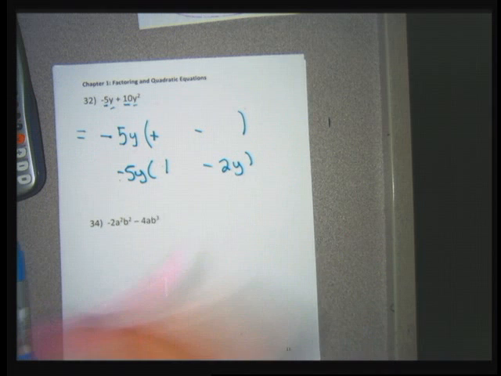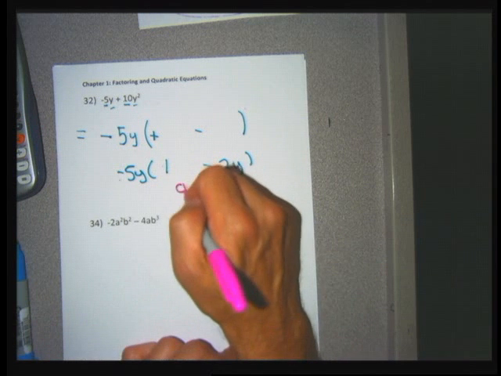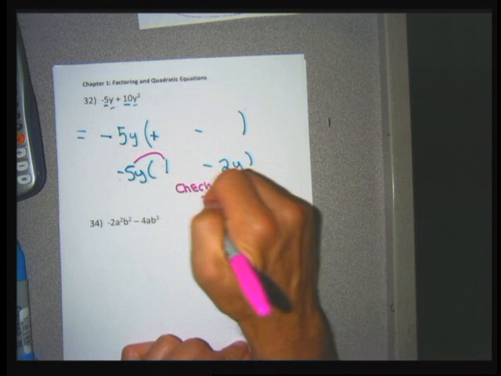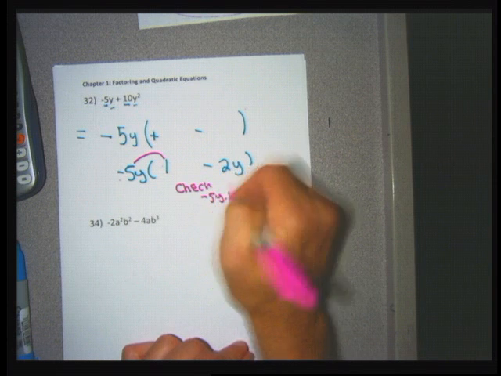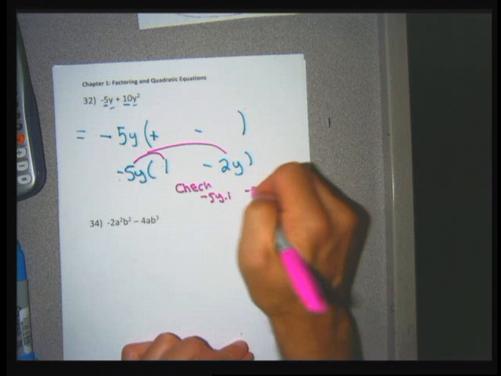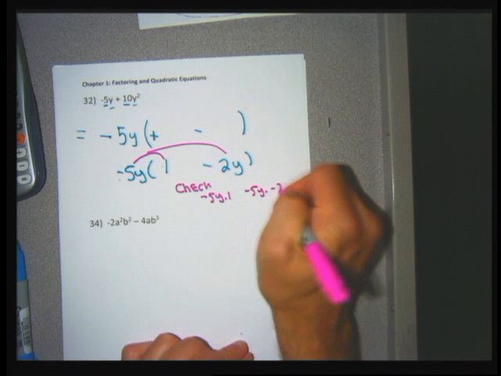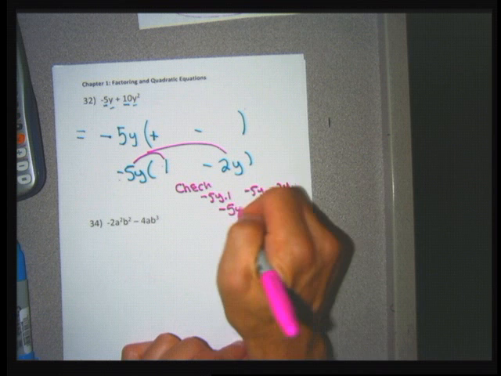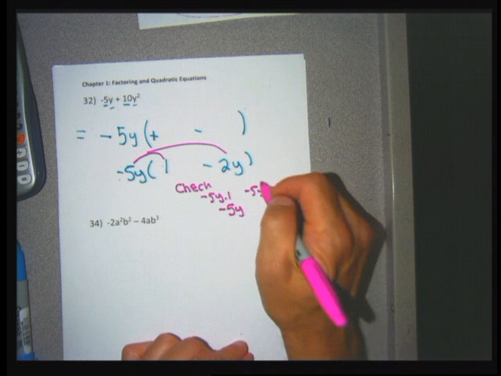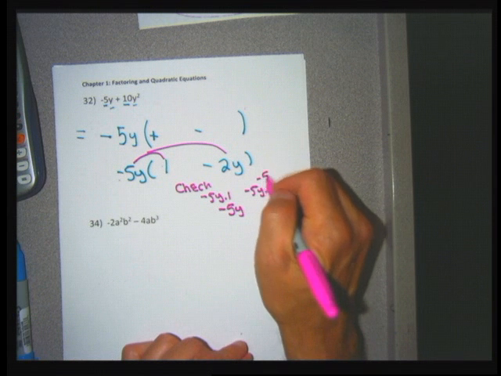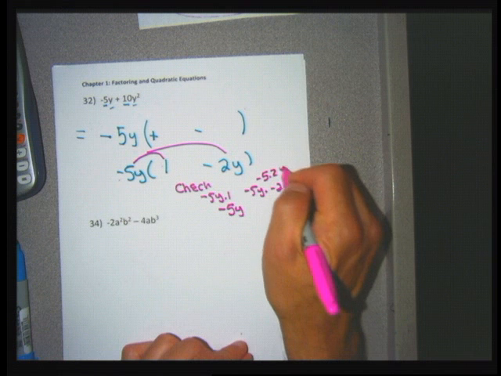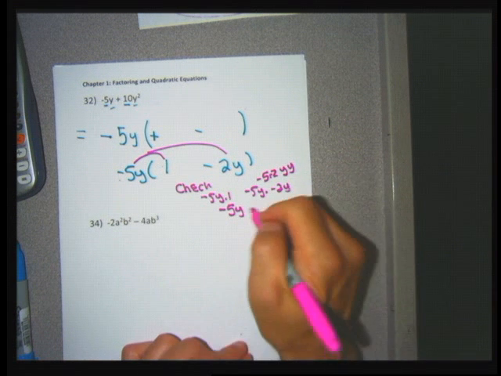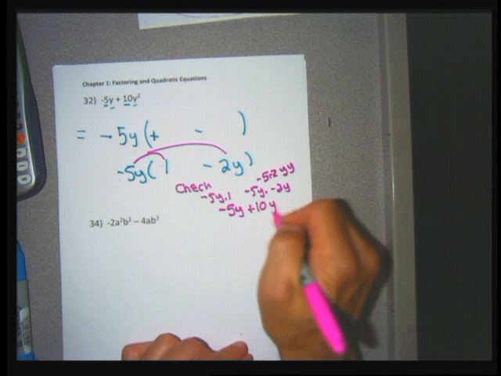And again, if I want to, because I'm maybe not doing the best job on these, I can check these. I can go negative 5y times 1 and negative 5y times negative 2y. The first one, anything times 1 is itself, so negative 5y times 1 is negative 5y. The second one, you multiply the negative 5 and the negative 2, and you multiply the y and the y. Negative 5 times negative 2 is positive 10, and y times y is y squared.